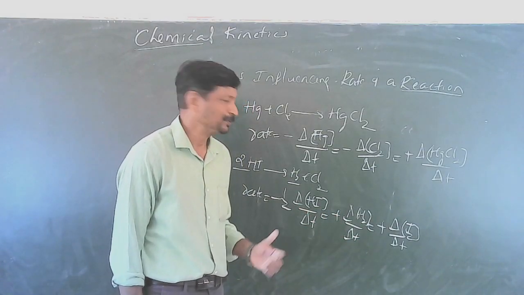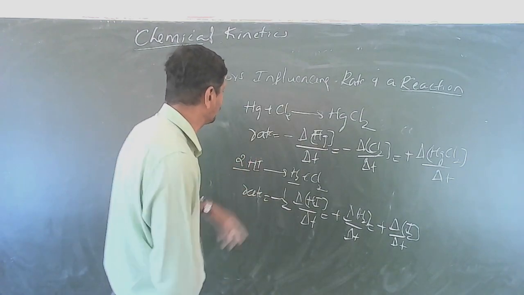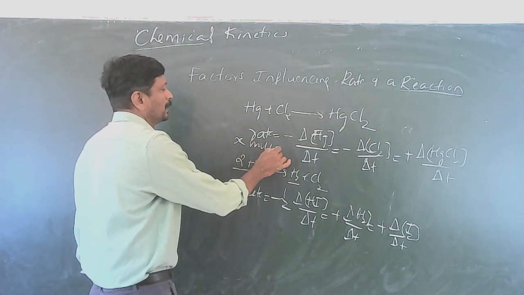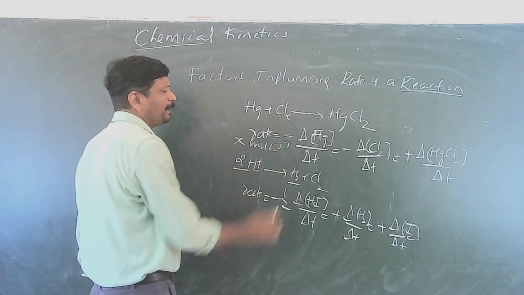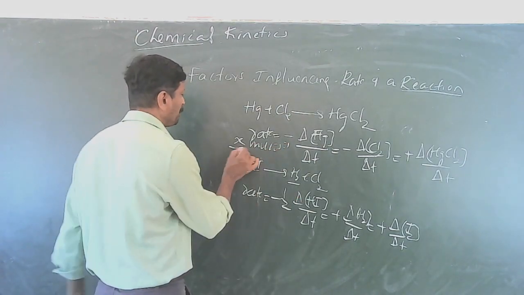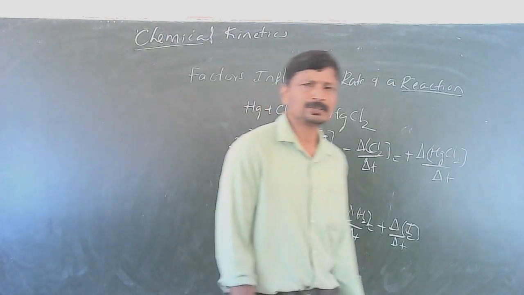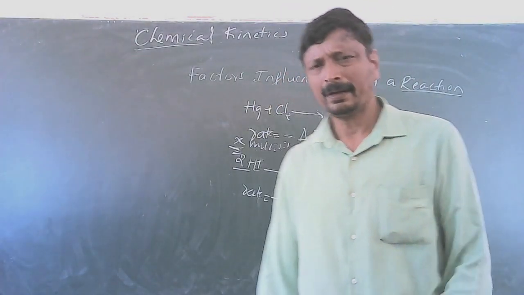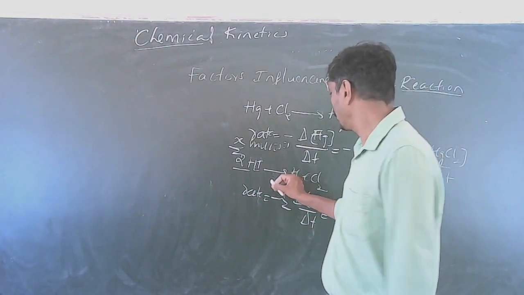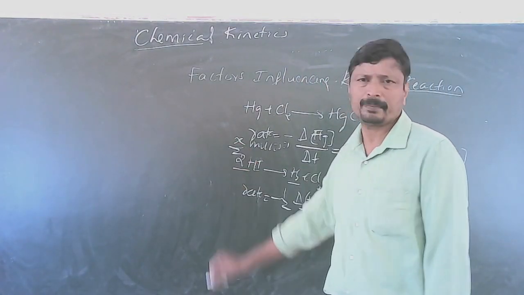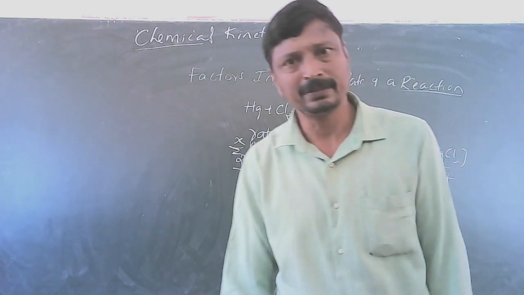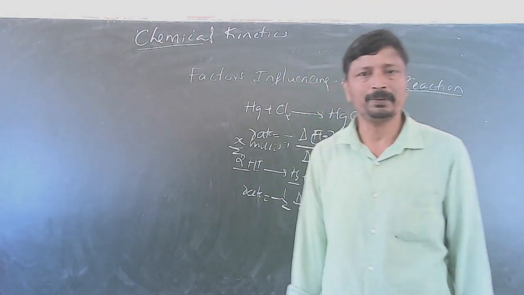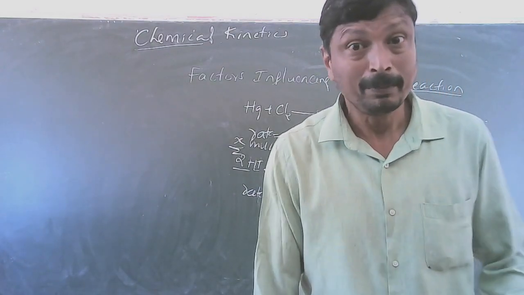That's all. Suppose you have been given the rate of disappearance of HI as X moles per liter per second. Then rate of appearance of H2 is half. So if you are asked to calculate the rate of appearance of H2, then the rate of appearance of H2 is half of the rate of disappearance of HI. See, how do you equate? By dividing by its stoichiometric coefficient. That you have to know. You are able to calculate.